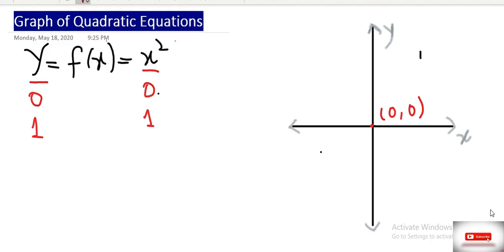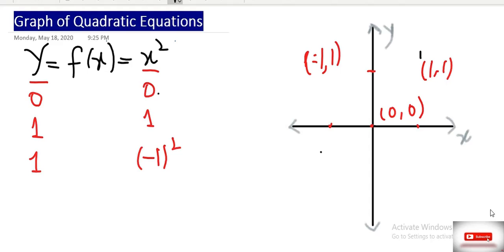Now let's try other values of x. Let x = 1. We get y = 1, and we have the point (1, 1). If we draw this value in a graph, then we get a point in the first quadrant. Similarly, we will put x = -1, and when we take the square of -1 we get 1. It means we get (-1, 1), which is another point.